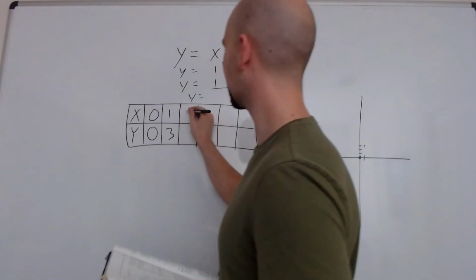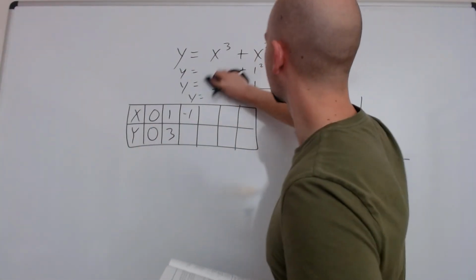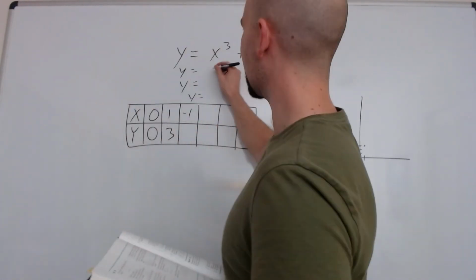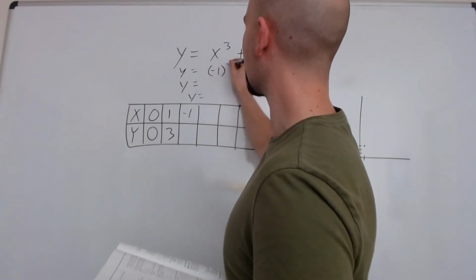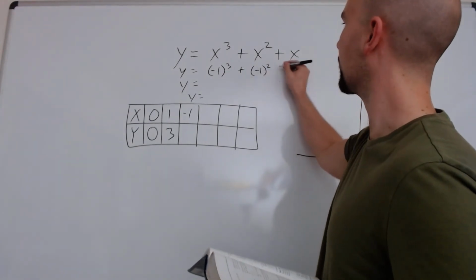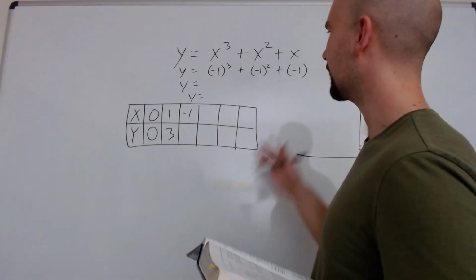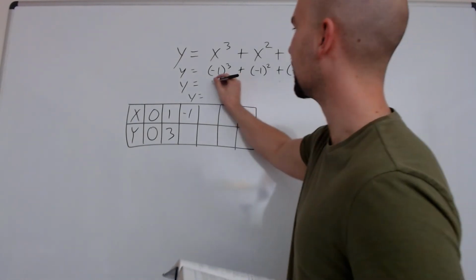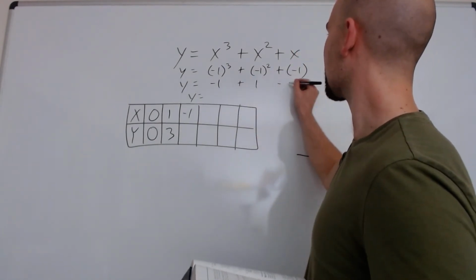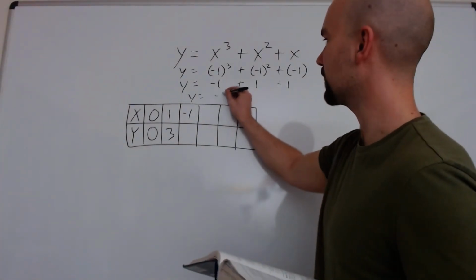All right, we'll try -1. So here it'll be necessary to put these in parentheses, like I always say to. Plus -1 squared plus -1. All right, so what's -1 cubed? Well, a negative times a negative is a positive times a negative is a negative. Negative times negative is positive, and this just stays negative. So I got -1 plus 1 minus 1. So that's going to give me y equals -1.